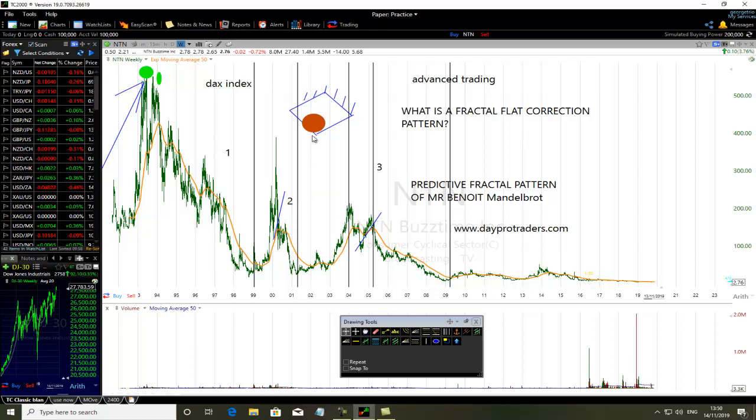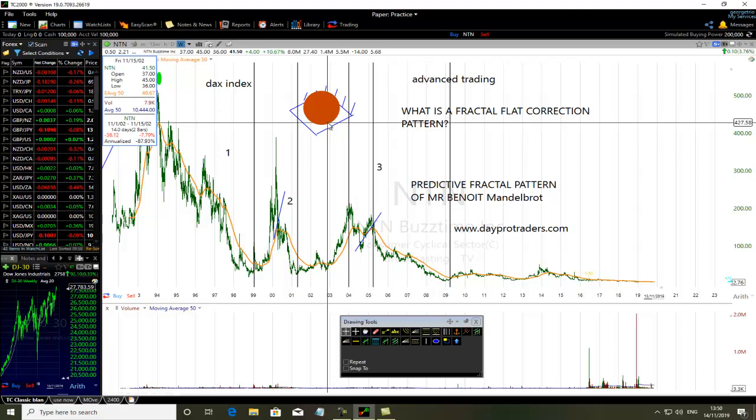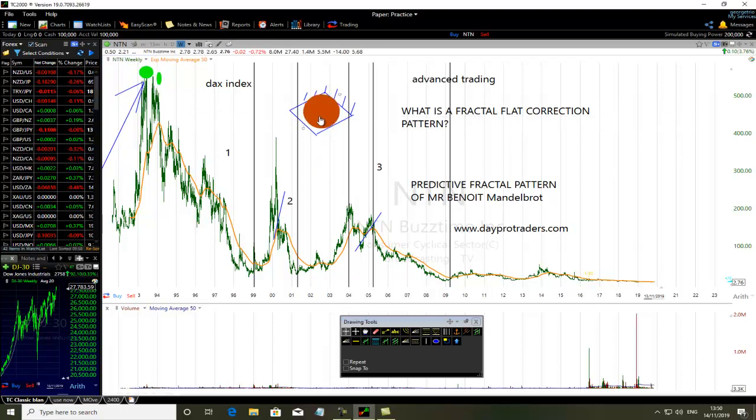But because I'm a more advanced trader, now I spot that there is a predictive flat correction copying itself and pasting itself on the same time frame. Now I can see clearly.